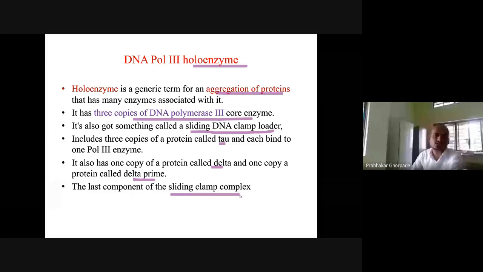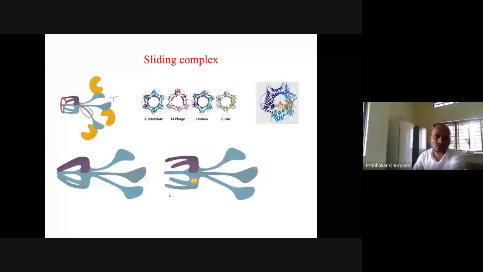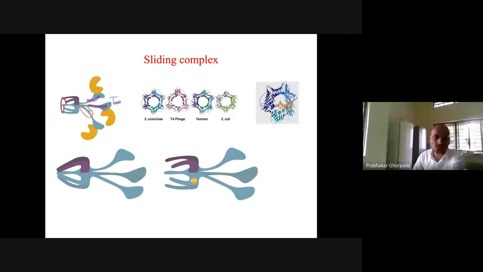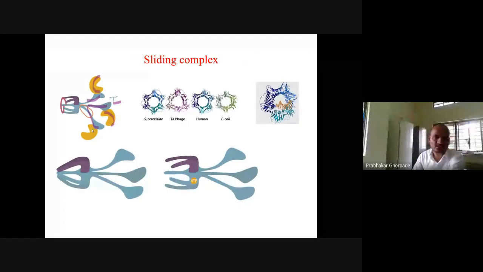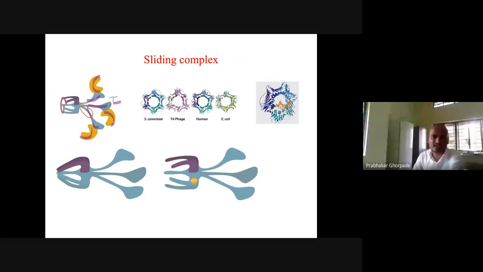So what is the structure? These are the tau subunits. This is one tau subunit, second tau, third tau protein. This one is DNA polymerase 3, this one is DNA polymerase 3, this one is DNA polymerase 3. Likewise, these are the components of these enzymes, and these are the sliding clamp. So this one is a sliding clamp, for example. In three dimensions it looks like this.